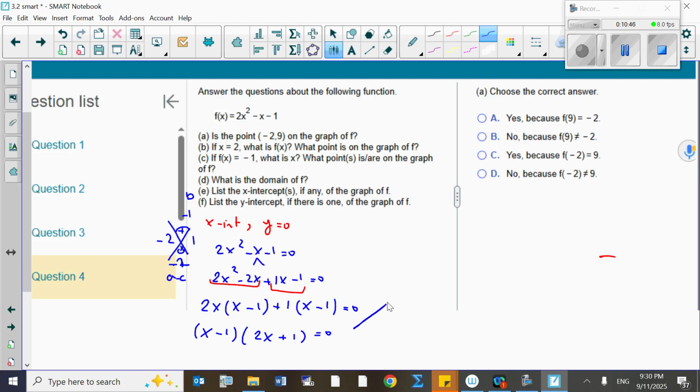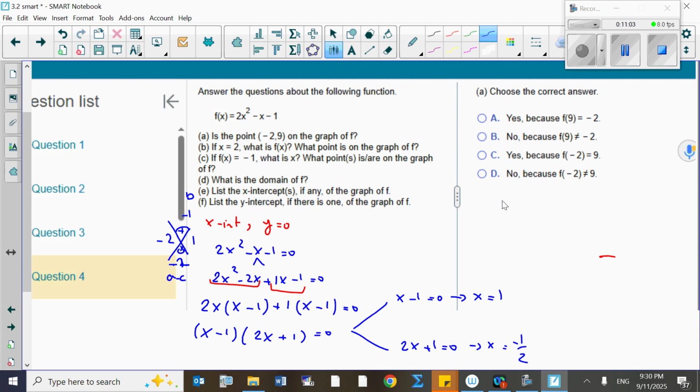Now I can solve. I'm going to have two answers. Set each factor equal to 0. So from here, x equal to 1. And the next one, x will be equal to -1/2. So these are the two x-intercepts.